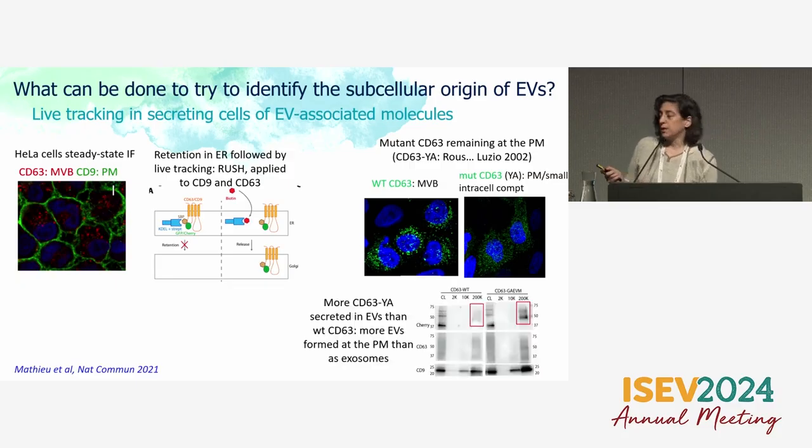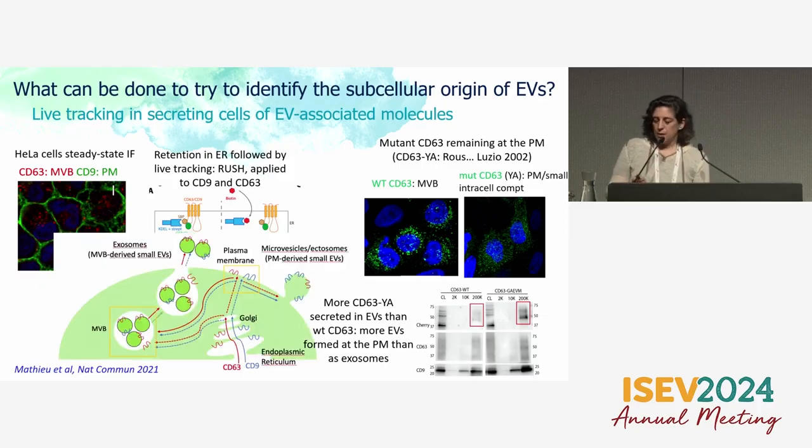And when we expressed this mutant in the cells, what we could see was that the amount of the CD63 that was recovered in the smallest EV pelleted at high speed was higher when it was the mutant CD63 that was expressed than when it was the wild-type CD63. Suggesting that actually more EVs in this particular cell line at least come from the plasma membrane than from the multivesicular bodies.